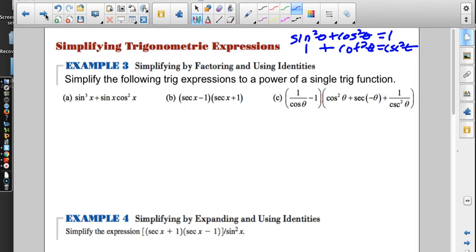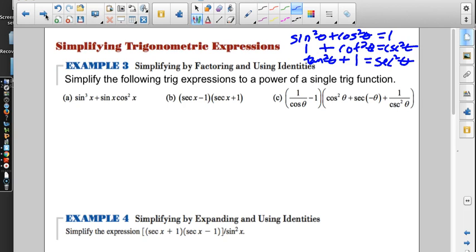So now I've got another identity. And remember, well, there's another one. If I just divide everything by cosine squared theta. Sine squared divided by cosine squared theta is what? Tangent squared theta. Cosine squared theta divided by cosine squared theta? 1. 1 over cosine squared theta? Secant squared theta.